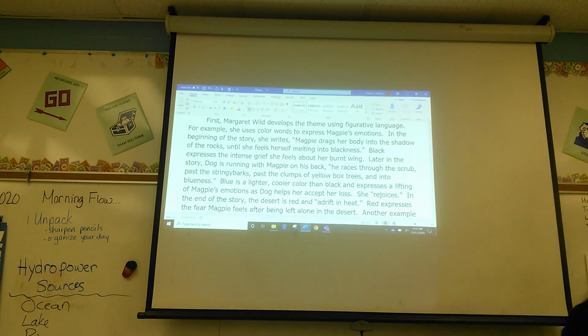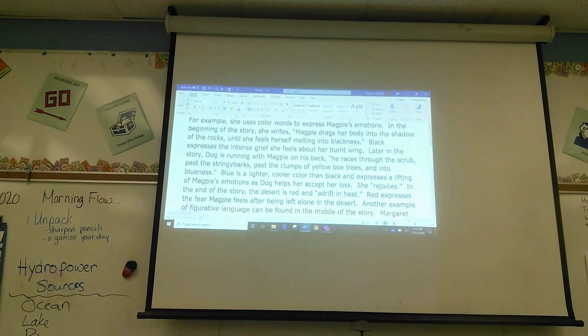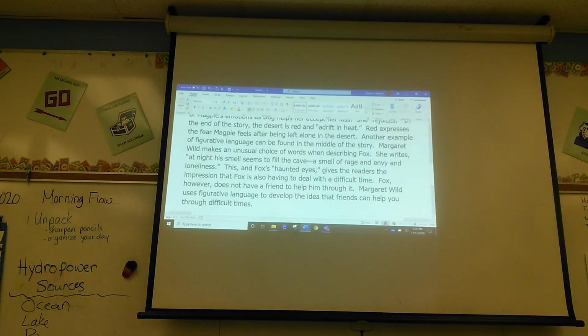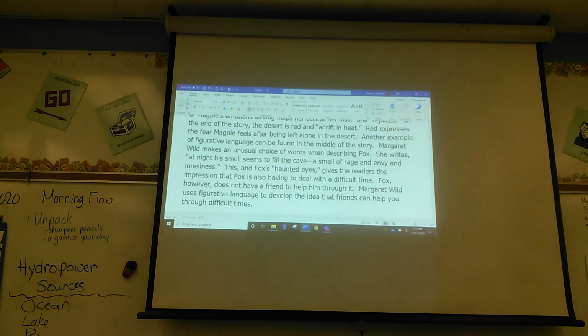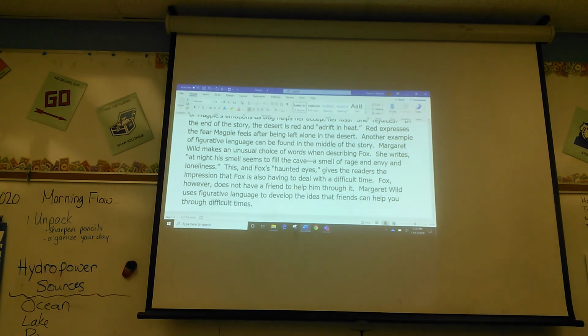And then red, we need to talk about what red, another color word, expresses. Red expresses the fear Magpie feels after being left alone in the desert. So notice, red, fear is an emotion. The elaboration refers back to that idea that Margaret Wild uses color words to express Magpie's emotions.